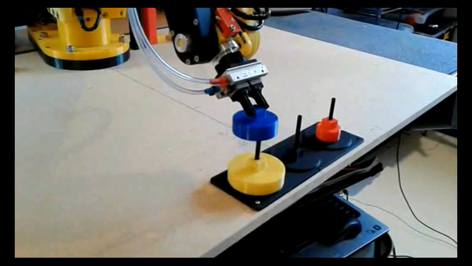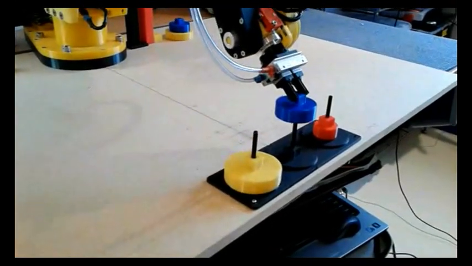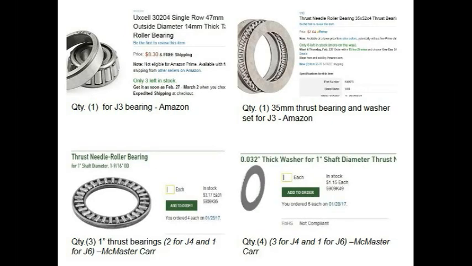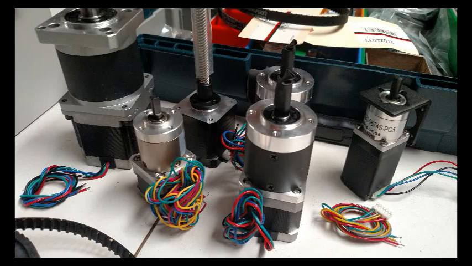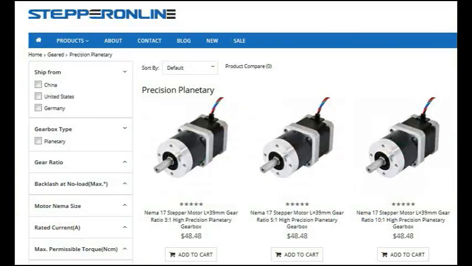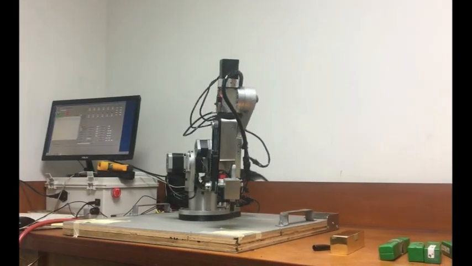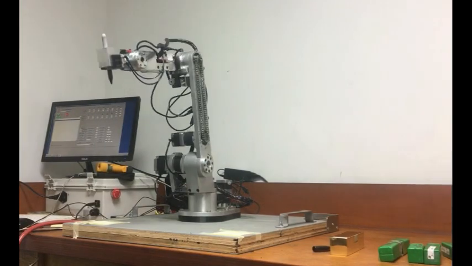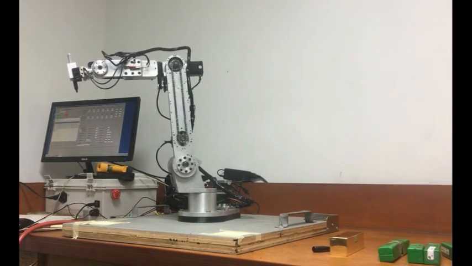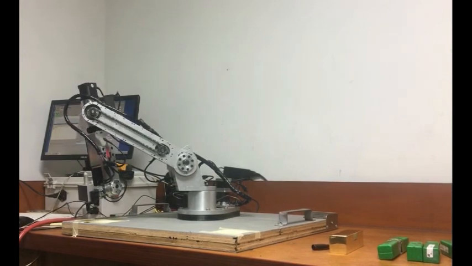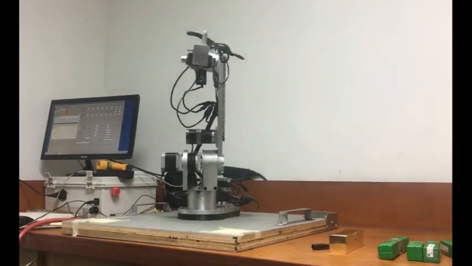This robot was designed around low-cost components that can be purchased from Amazon and McMaster-Carr. The gear drive stepper motors and drivers are low-cost and available from Stepper Online. The AR2 robot has been tested through many thousands of cycles testing accuracy. The AR2 robot has demonstrated repeatability within 0.8 millimeters.